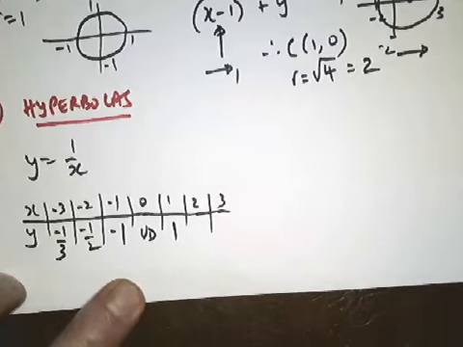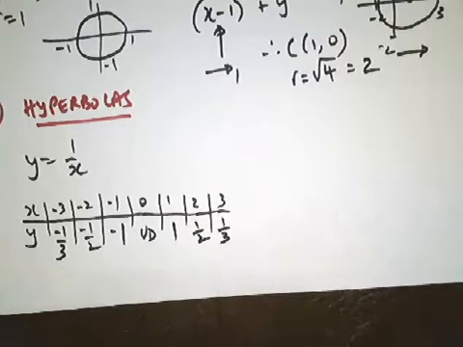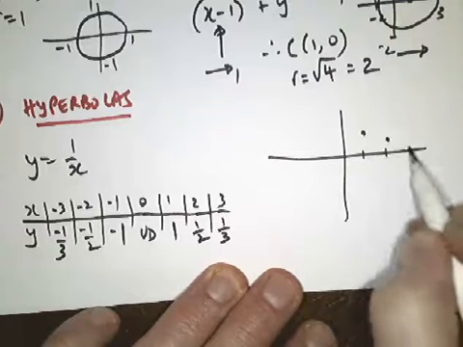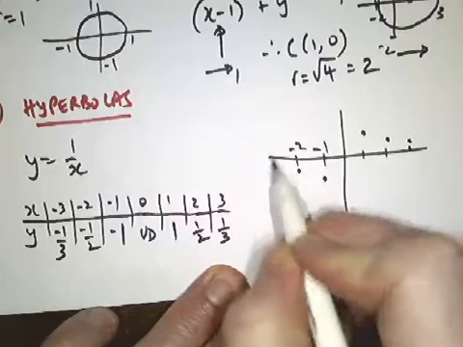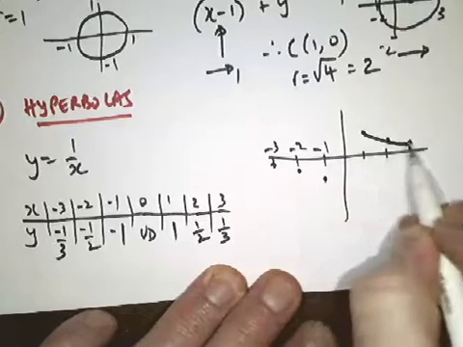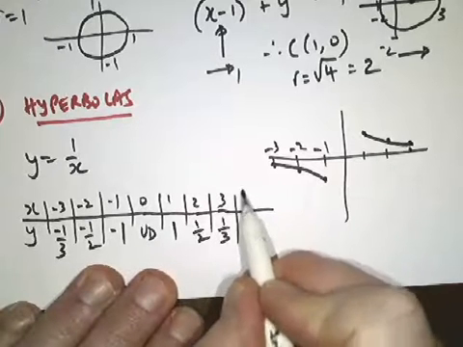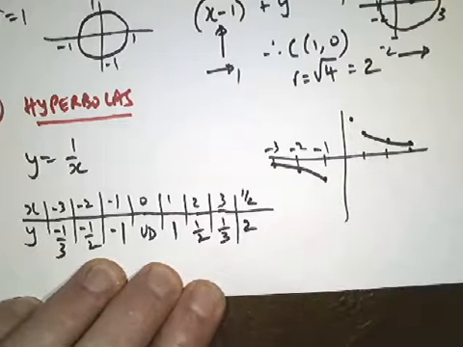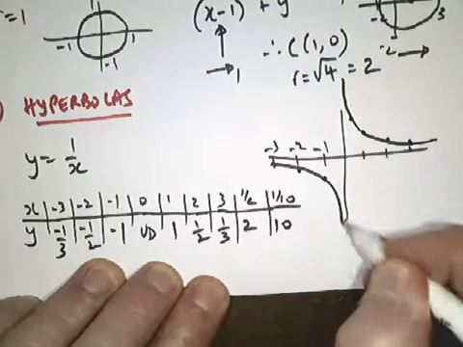When x is 1, it's going to be 1. When x is 2, it's going to be 1/2. When x is 3, it's going to be 1/3. So 1 is there, 2 is 1/2, 3 is 1/3. -1 is -1, -2 is -1/2, -3 is -1/3. I wonder what happens in here. What would happen if x equaled 1/2? Then 1 divided by 1/2 is 2. And what happens if x equaled 1/10? 1 divided by 1/10 is equal to 10. So I end up with a curve that looks like that.